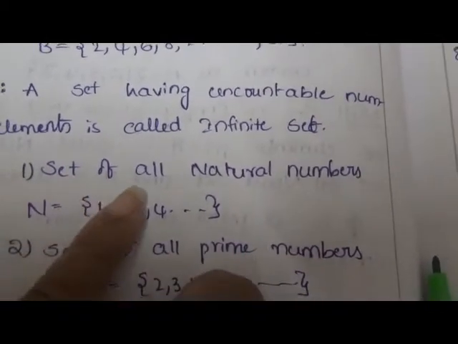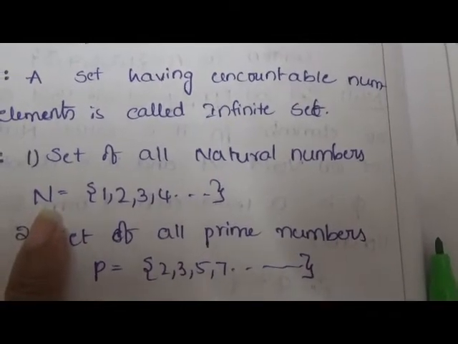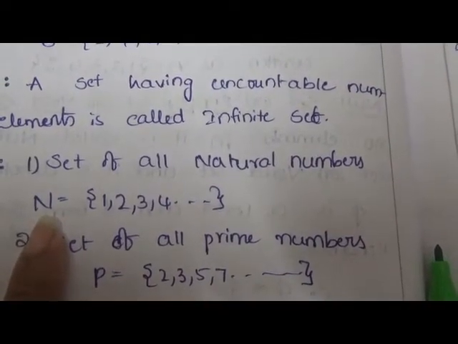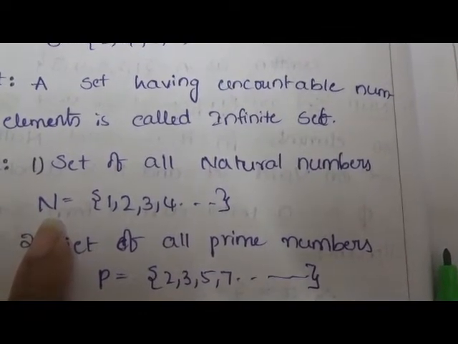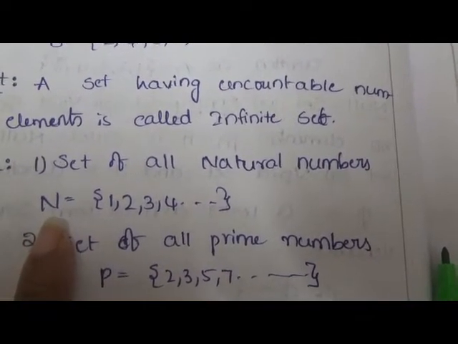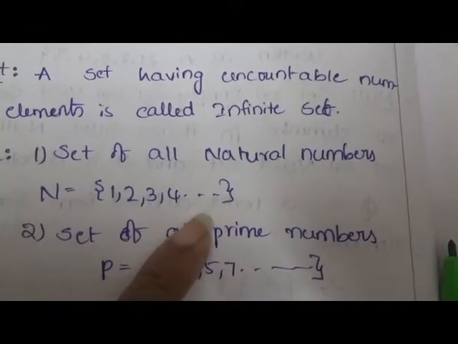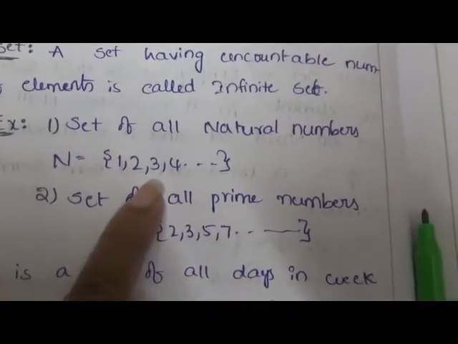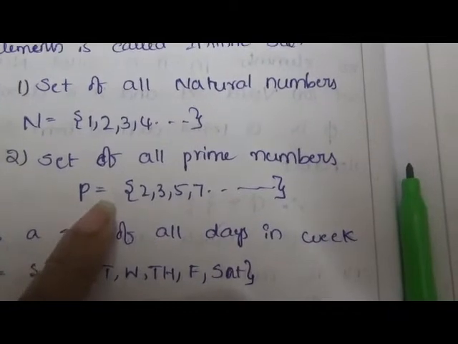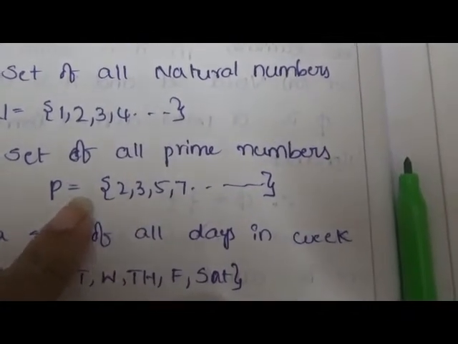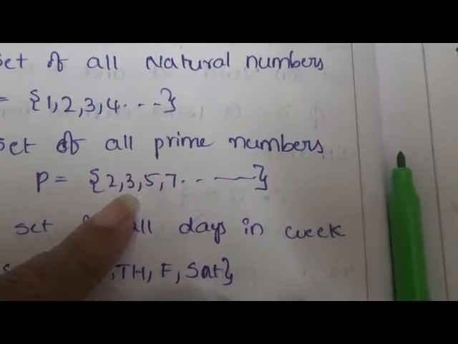Example: the set of all natural numbers. How many natural numbers are present? We can't count. What is the last natural number? It is not identified, right? That is infinite. Capital N is equal to 1, 2, 3, 4 and so on. So it is an example of an infinite set. Next, the set of all prime numbers. P is equal to 2, 3, 5, 7 and so on.